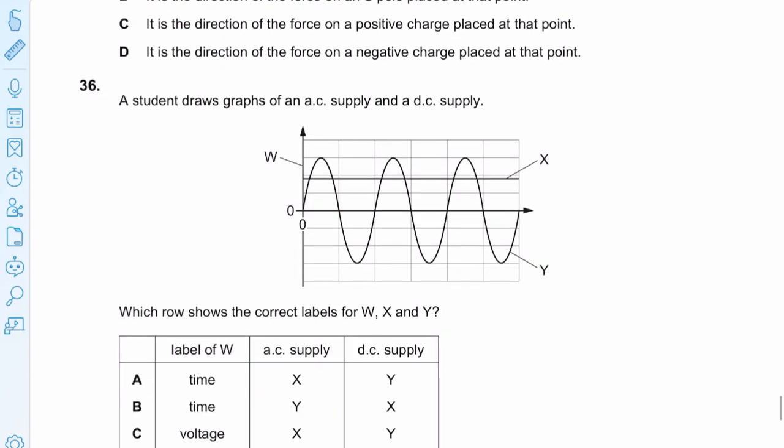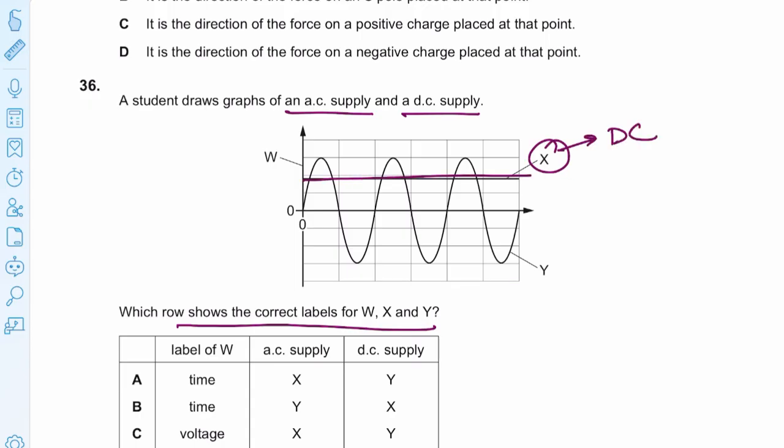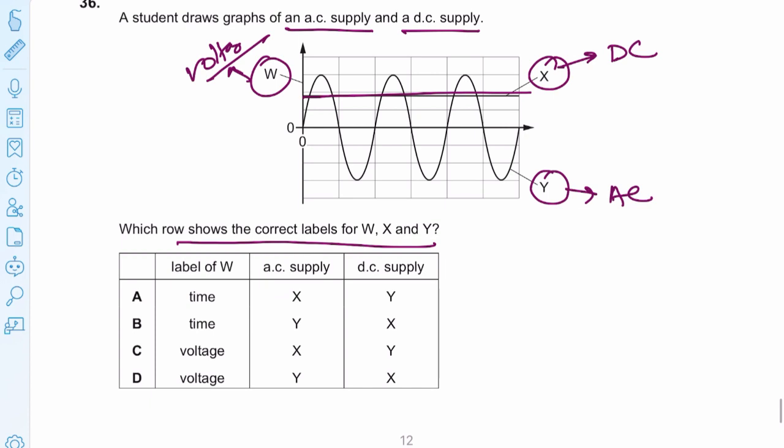Question number 36. A student draws a graph of an AC supply and a DC supply. Which row shows the correct labels for W, X and Y? The straight line is for DC, and this alternating supply, this is for Y, this is AC. And on the Y axis this will be voltage, right? Correct. So if you compare this, option D: W is voltage, Y is the AC supply and X is the DC supply. So option D is the correct answer.